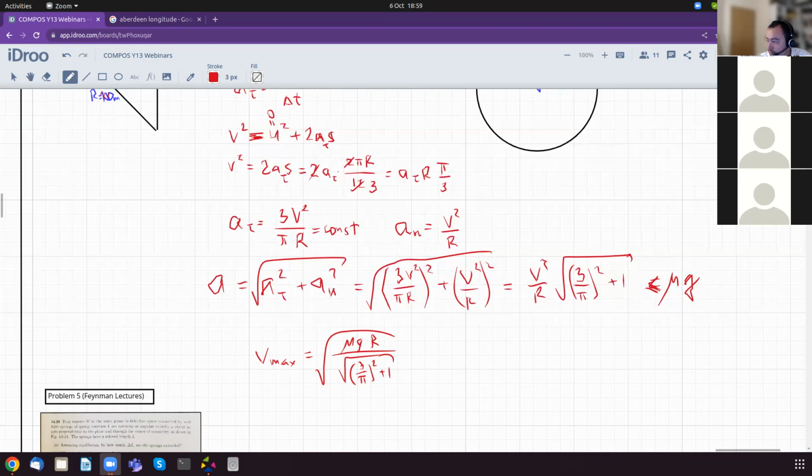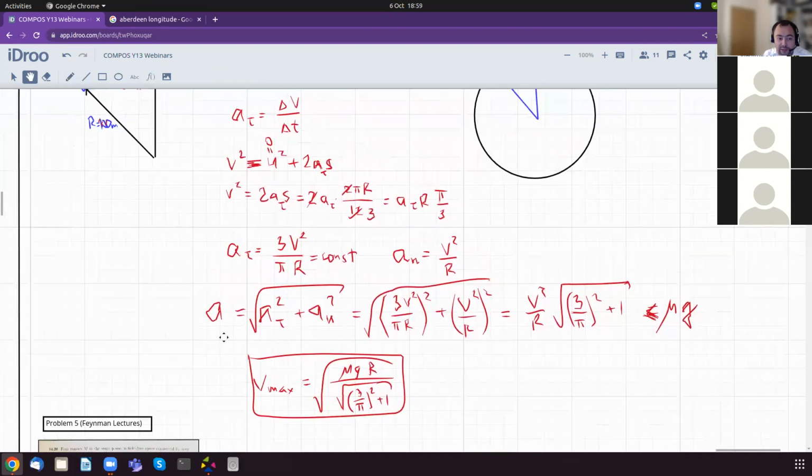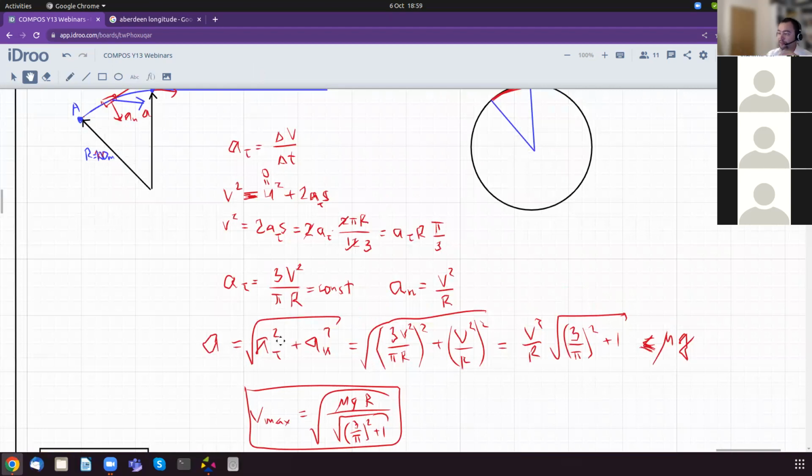You can use the resultant force equation to find it. Tangential and normal acceleration are perpendicular, so you can use the resultant force. Well, you have one force, and that force is friction. And the friction causes two things. It causes you to turn, and it causes you to move forward. And that's why you're limited by the friction.